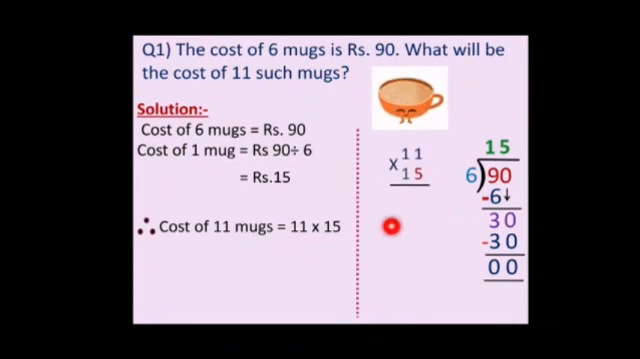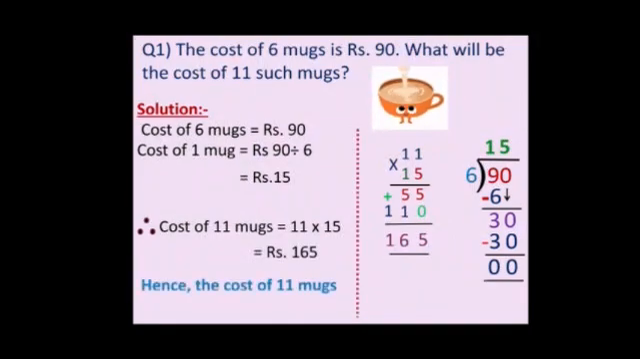Now 5 ones are 5. It will be 5. Now 5 ones are 5, again 5. Then we will write 0. Then we will multiply this one by 11. So 1 one is 1, then again 1 one is 1. Now we will add. So 5 plus 0 will be 5. Then 5 plus 1 will be 6. Then 1 as it is. So the answer is rupees 165. So the cost of 11 marks is rupees 165.